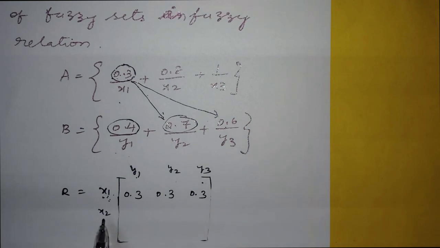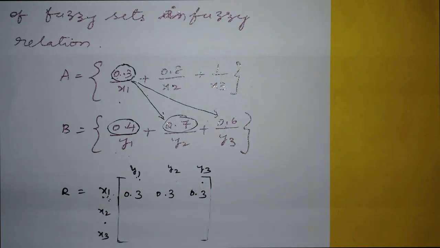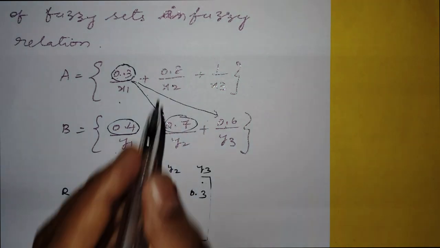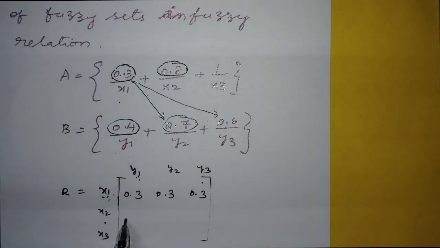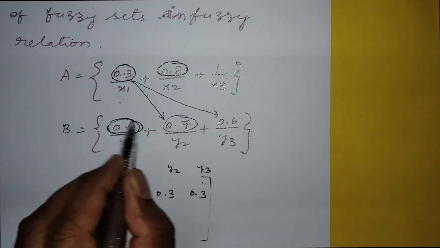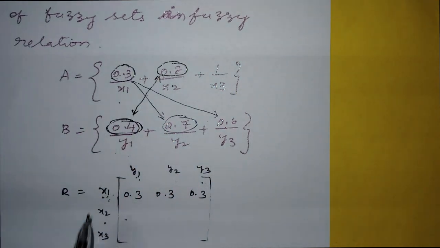What is the next step? x2 with y1. The mu value for x2 is 0.8, and with y1, which is 0.4, which is the minimum among these two? 0.4 is the minimum. That is the product of those two degree mu values.